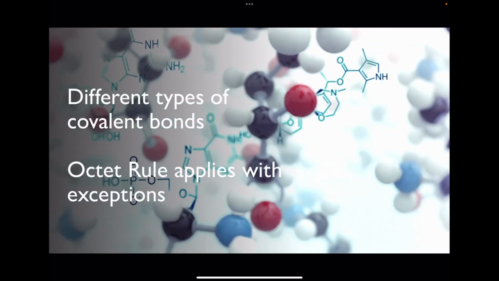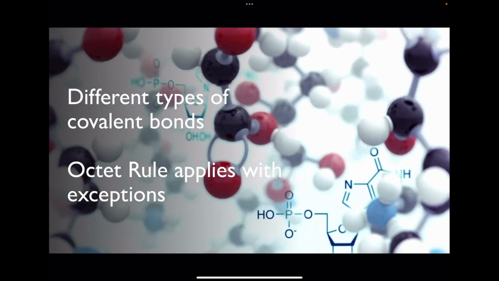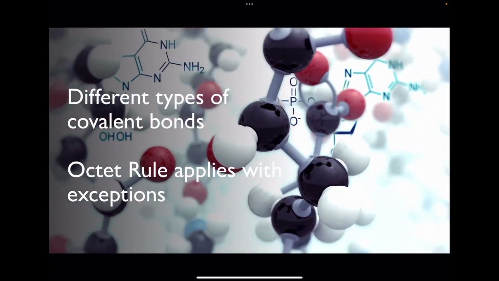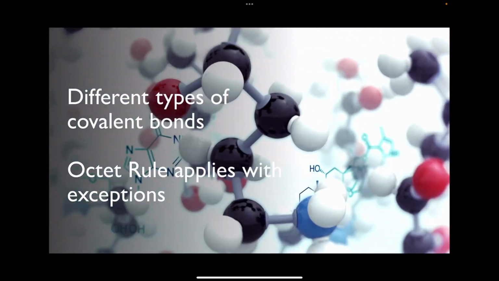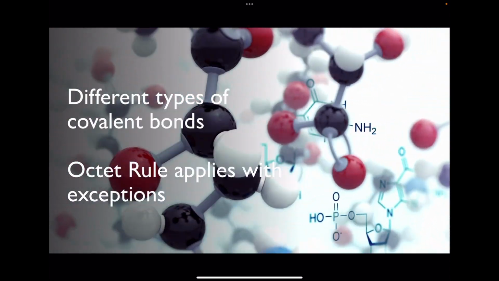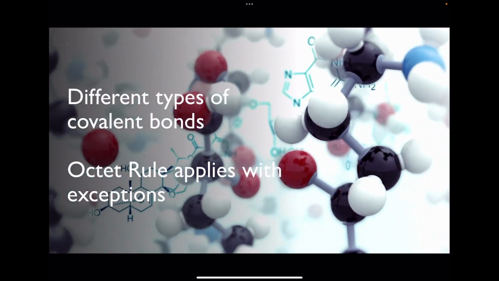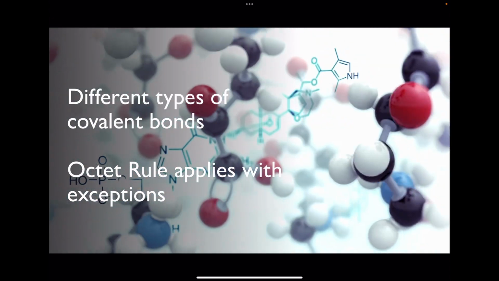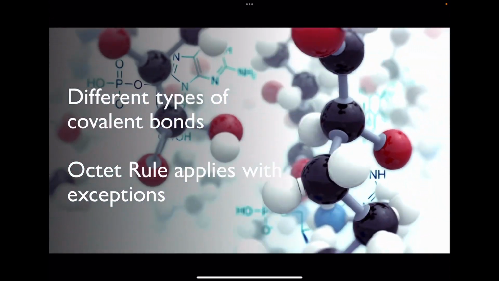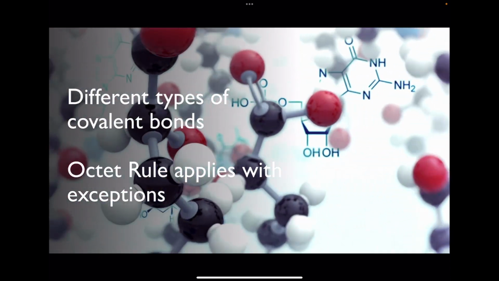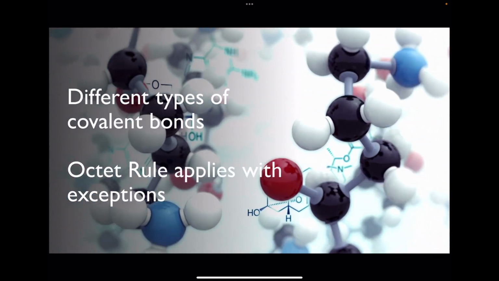Here we'll show you different examples of covalent bonds. They are all formed out of the tendency of atoms to form a stable arrangement of 8 electrons in their outer shell. That being said, we must know that the octet rule, which is the tendency for atoms to form a stable arrangement of 8 electrons in their outer shell, would be better considered as a guideline only, as there are a lot of exceptions.